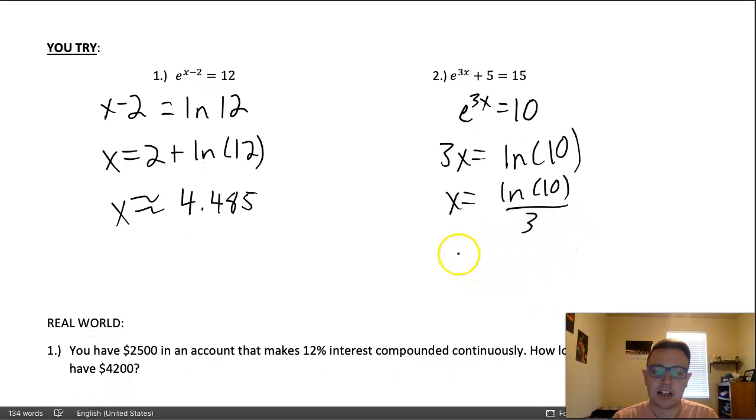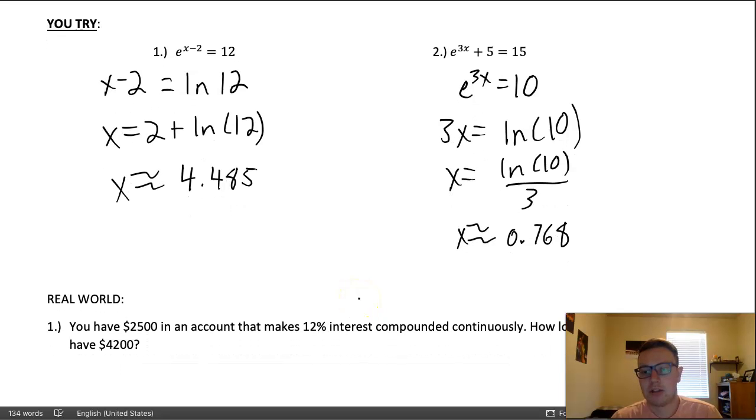Again, we can put that into our calculators for a decimal approximation. So x is approximately equal to the natural log of 10 divided by 3. Or our value is going to be roughly 0.768.